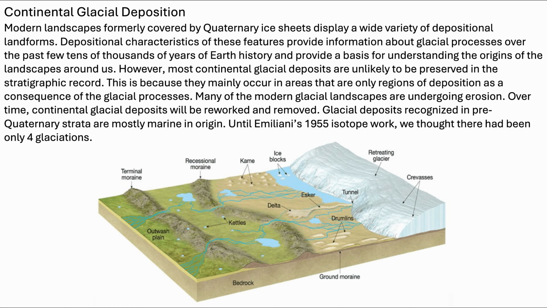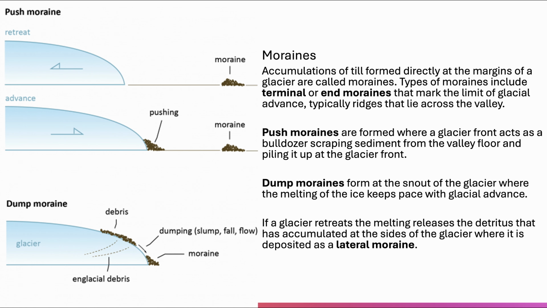Moraines can be subdivided into a couple different types. These are accumulations of till that form at the margins of a glacier. We name these moraines based on where they're located relative to the glacier. So terminal and end moraines mark the limit of glacial advance, usually a ridge of gravel that stretches across a valley. Push moraines are formed when the glacier acts like a bulldozer, essentially shoving material along the ground in front of it. And eventually, as this ice melts and backs off, this will be left behind as a moraine, as we see here.